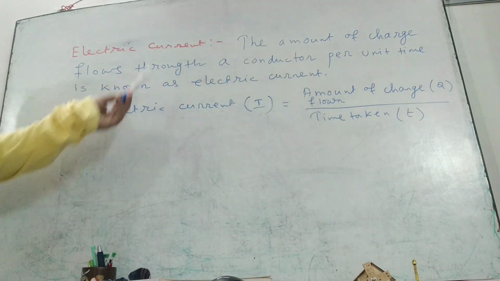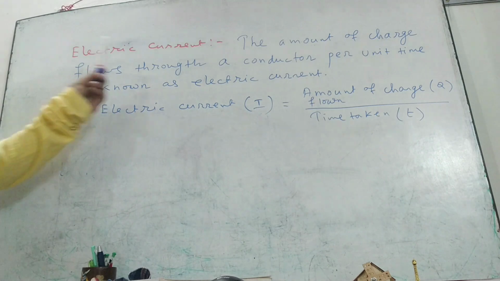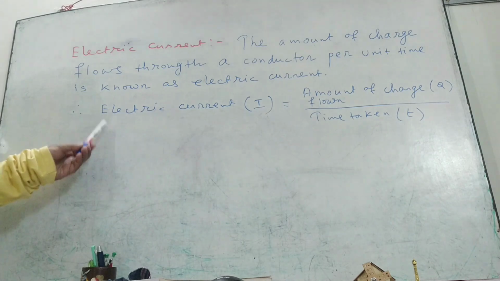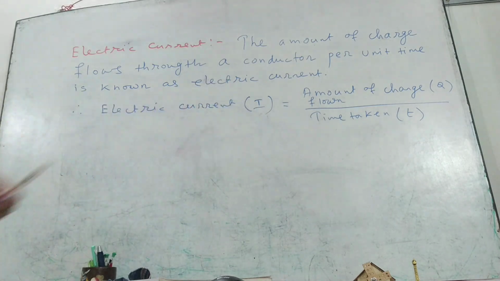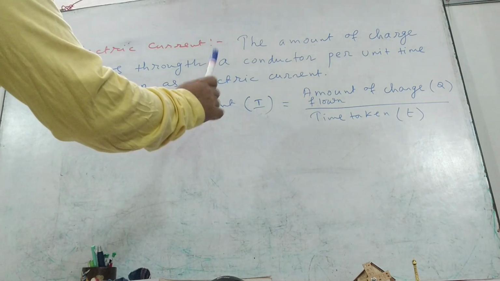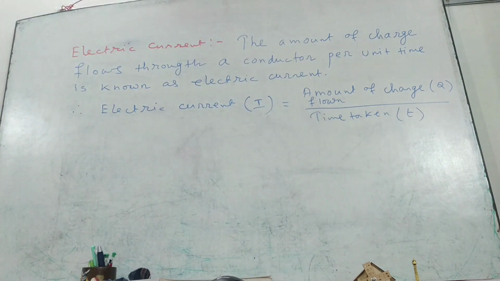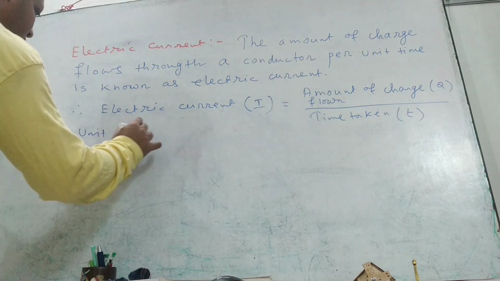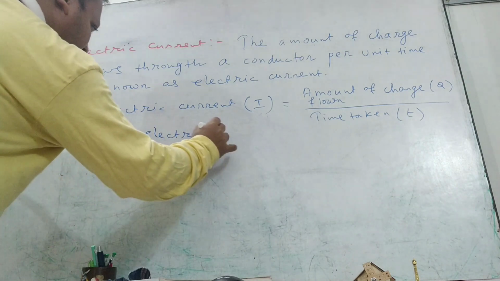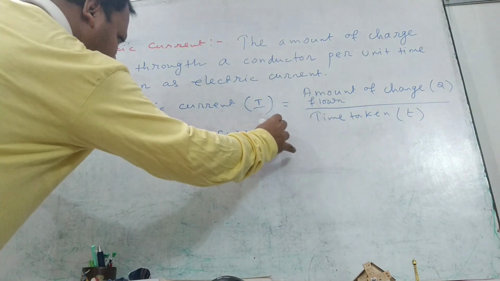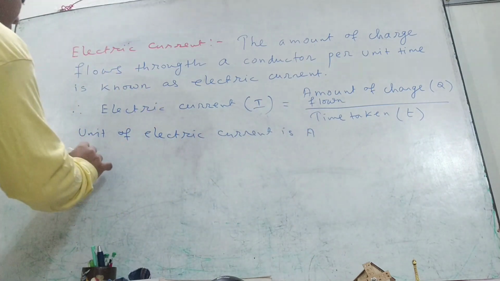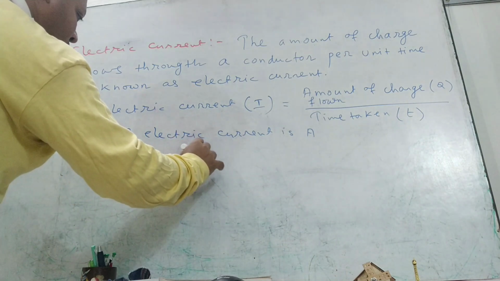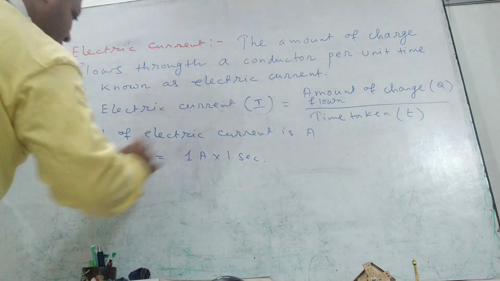Then electric current. The amount of charge that flows through a conductor per unit time is known as electric current. Therefore, electric current I is equal to the amount of charge Q flown divided by the time taken T, and the unit of electric current is ampere. Therefore, 1 coulomb is equal to 1 ampere into 1 second.